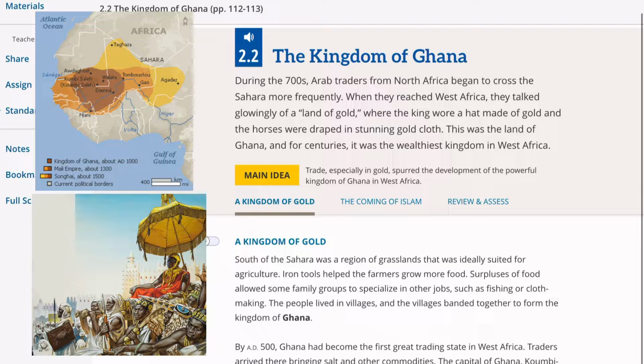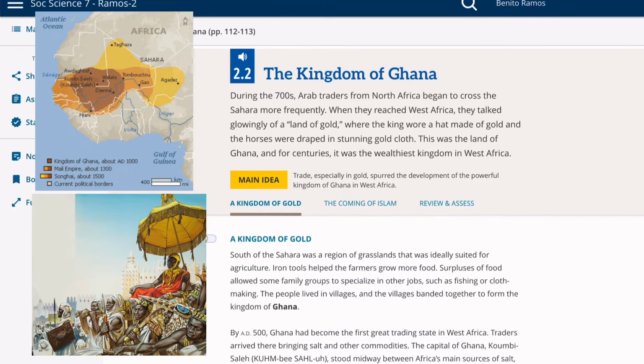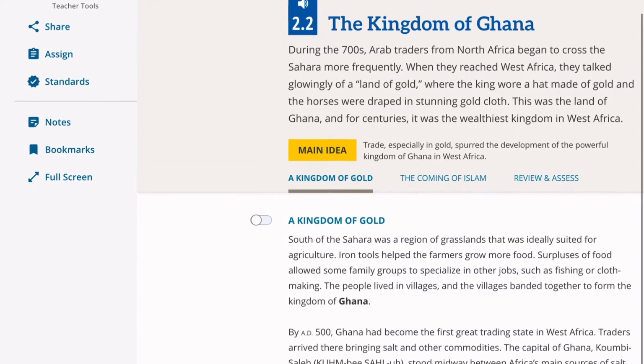Thanks largely to the Arab writers, the kingdom's wealth is well documented. One writer described Ghana's gold mines as the richest on earth. Ghana's eventual decline is attributed to a number of factors, including drought and the loss of its trading monopoly, as well as invasions by the Almoravids.